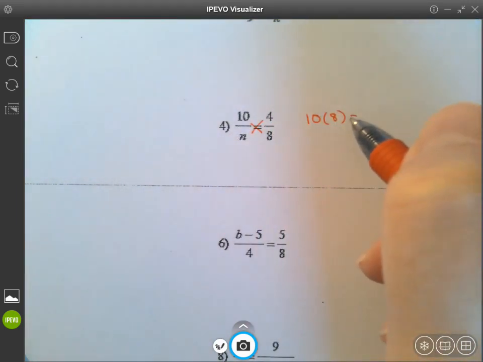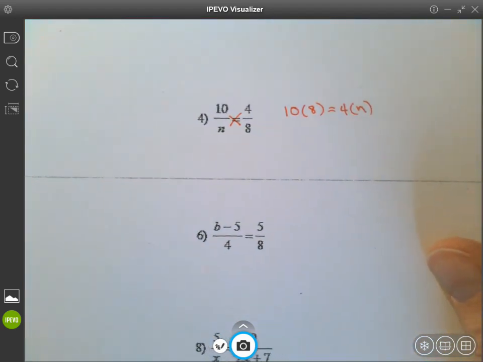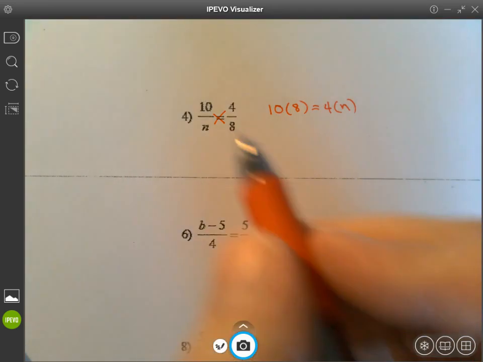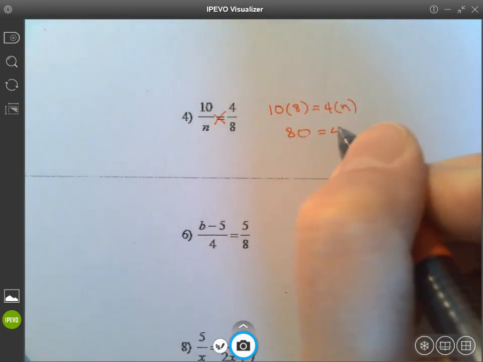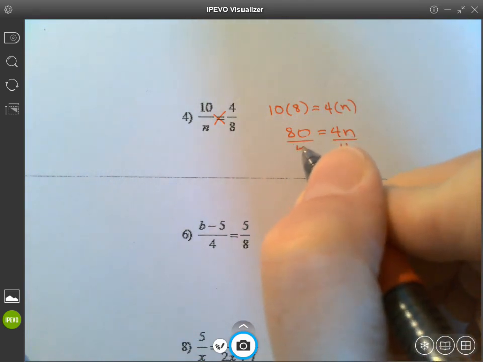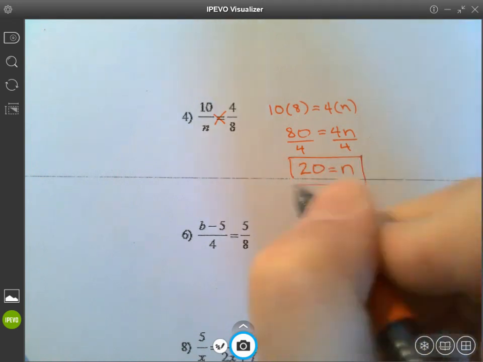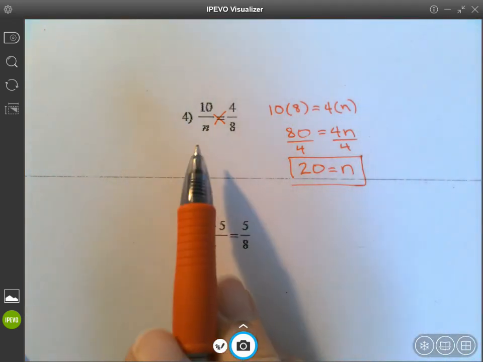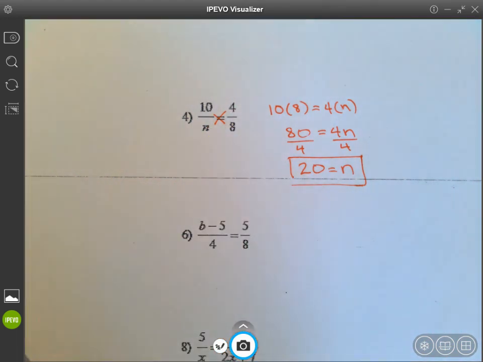10 times 8 equals 4 times n. So we can shorten what we're doing, but right now we're going to write it out. So the 10 times 8 equals 4 times n. That's 80 equals 4n. And then we're solving for n, so I'm going to divide both sides by 4. So I get 20 equals n, or n equals 20. If it's true, I can plug it in. 10 divided by 20 is a half. 4 divided by 8 is a half.